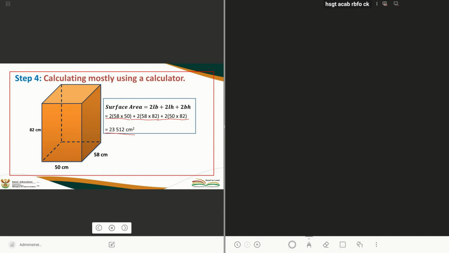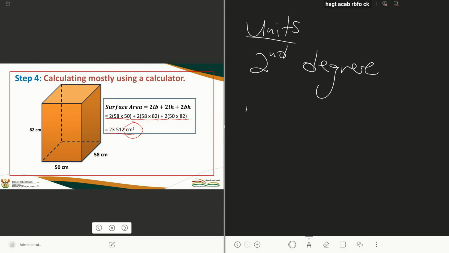Look at the units again of surface area. The units for surface area must be to the second degree, which can be millimeter squared, centimeter squared, meter squared, kilometer squared. These are the units that can be used to express surface area.